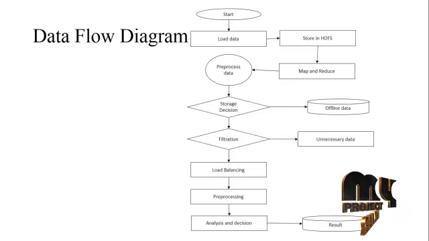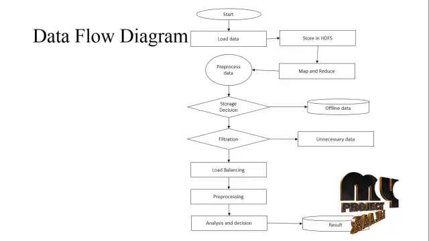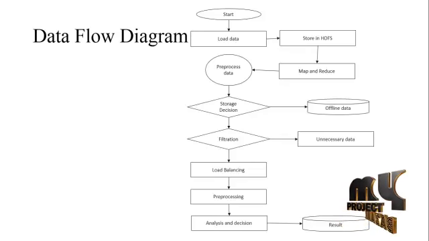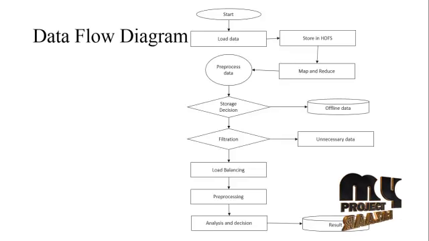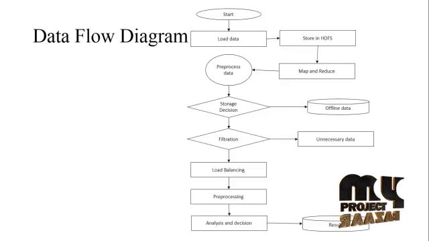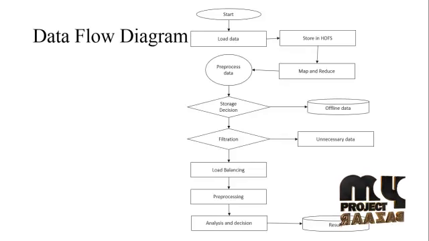After that, we pre-process the data. If the data records have any null values or any irrelevant symbols or anything else, we remove the complete information from the database. After pre-processing is completed, we take the storage decision, whether it is offline data or online data. If it is online data, then we move it to offline data.